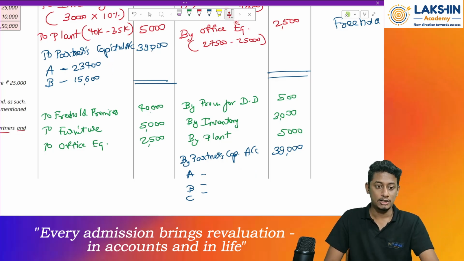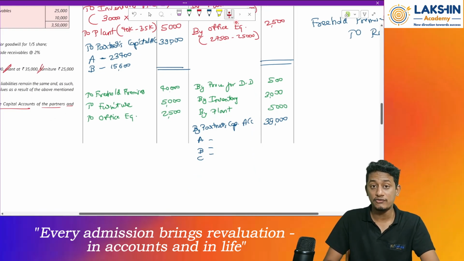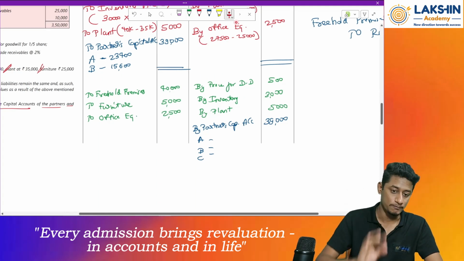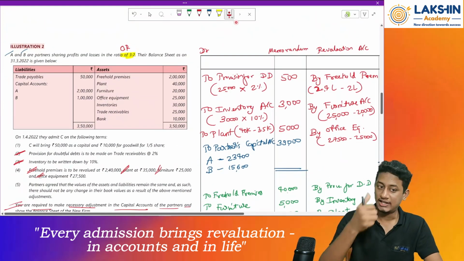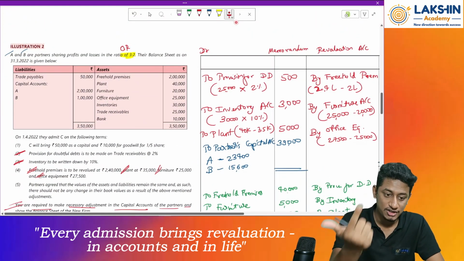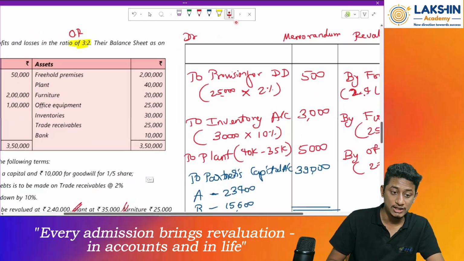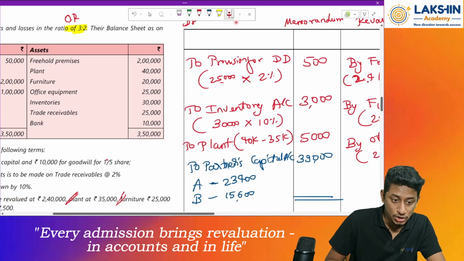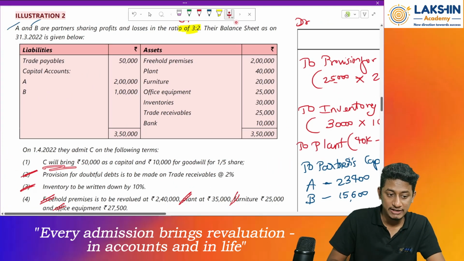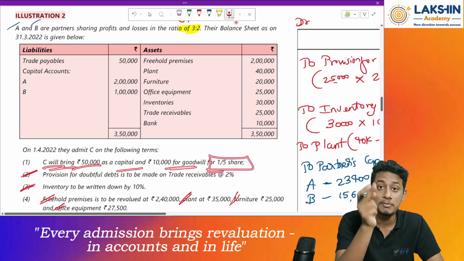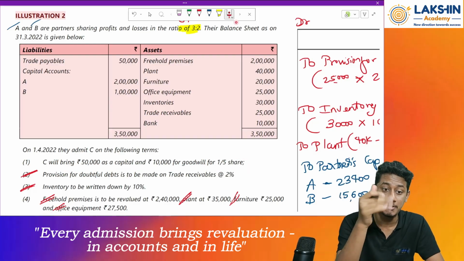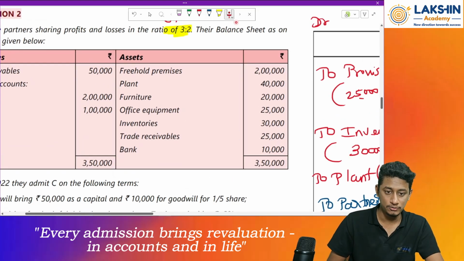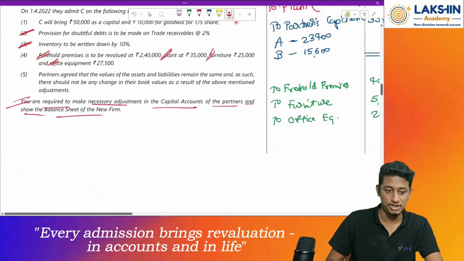Okay. Now, first of all, what do we need to find? We need to find the profit sharing ratio. Sacrifice ratio is not given. New profit sharing ratio is not given. But what is given to us? Only the share of the new partner is given to us, right? C will bring in so much capital and goodwill for 1/5 of the share. So now remember the cases. Out of 5 cases, remember and put it over here. So what I will do is I will prepare a computation.